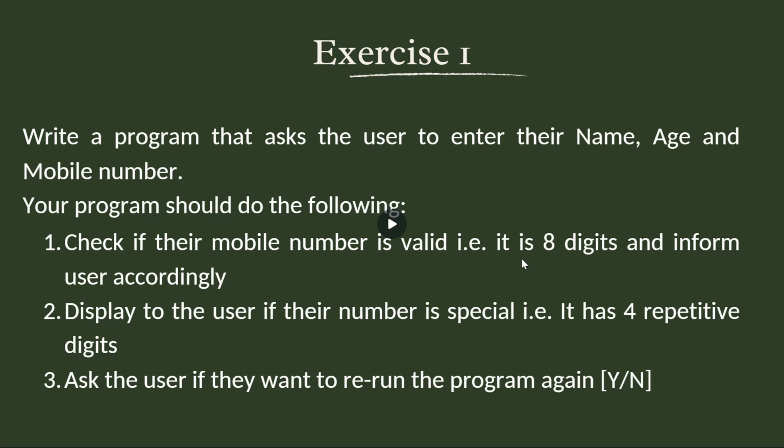The second thing is we have to display to the user if their number is special. So special here means it has 4 repetitive digits. So one of the numbers is repeated 4 times, and we'll take it only if it's consecutively repetitive. And finally, you have to ask the user if they want to rerun the program again by typing Y or N.